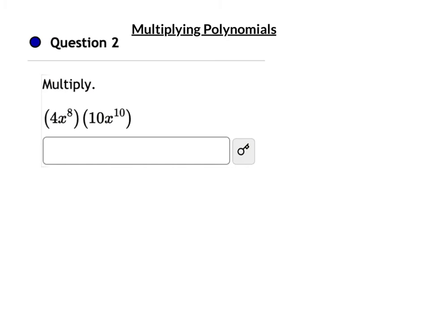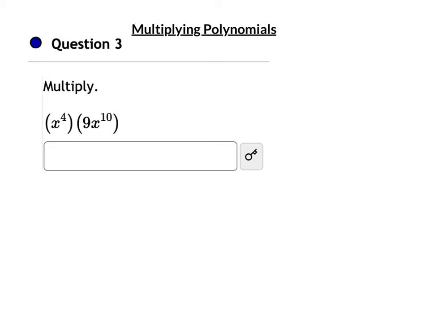Question 2, multiply. We multiply the coefficients and add powers on like bases. 4 times 10 is 40. X to the 8th times x to the 10th. There's 8 of them here multiplied. X times x times x times x 8 times. And then over here, 10 of them. X times x times x 10 times. Altogether, they're going to be 18 x's multiplied. 40x to the 18th.